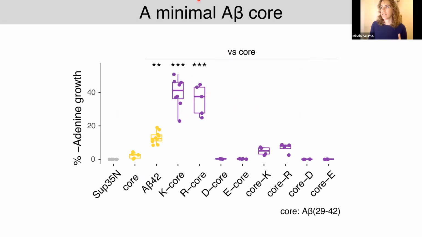We also tested this individually and confirmed that one single positive charge in front of the core aggregates faster than the wild type. And not only the lysine, which would be the wild-type amino acid, but also an arginine just in front of the core would behave the same. But this is not the case for negative charges in front of the core.